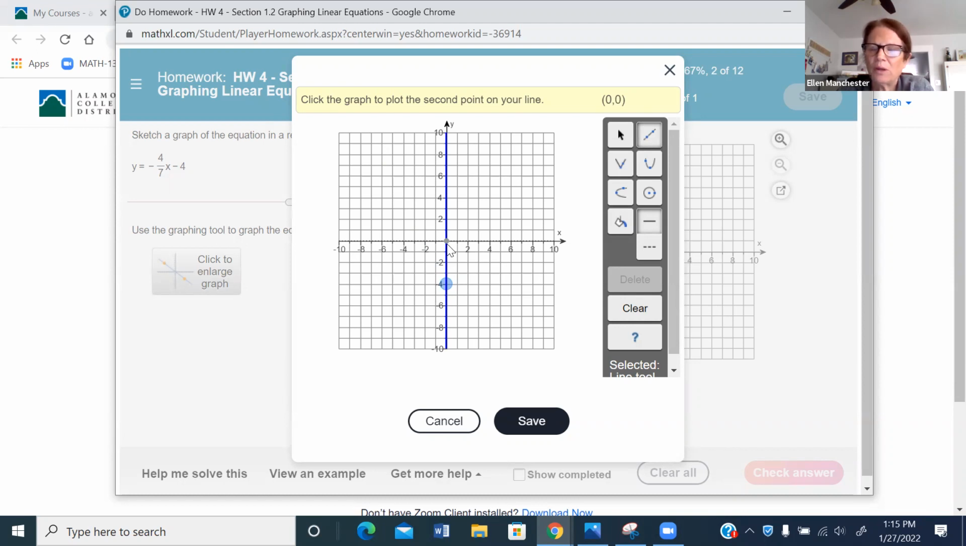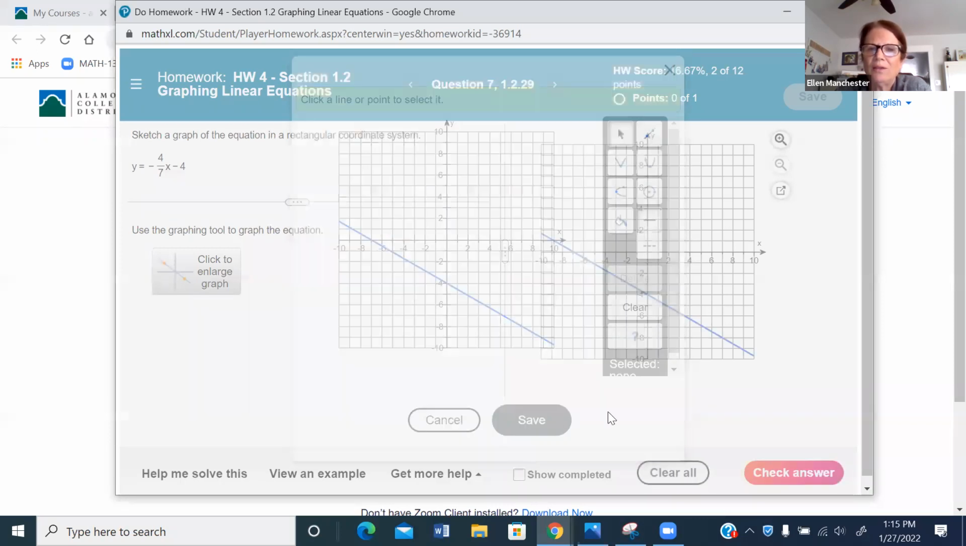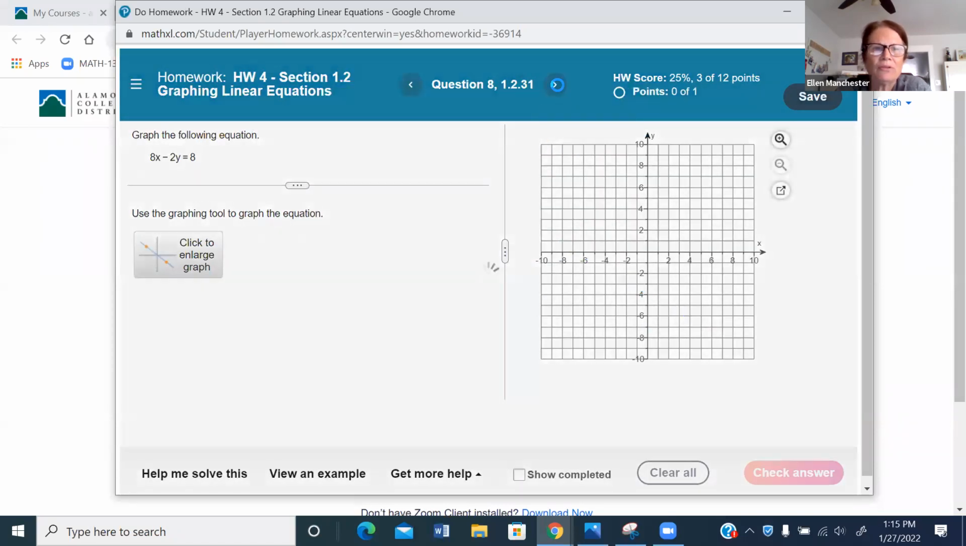Now, how do I know which way to go? Well, it's a negative slope. So if I always rise, then I'm going to run to the negative side. If this was a positive slope, I would rise again and then run to the positive side. So I'm going to run over to -7. It's a yellow line. I need to click one more. Now it's set. I save it, and then I check my answer. Okay, so that was done live.